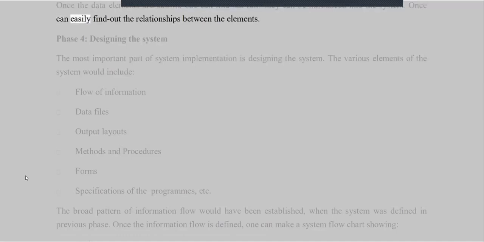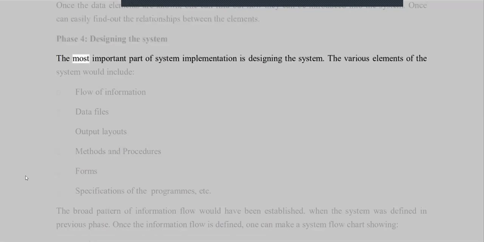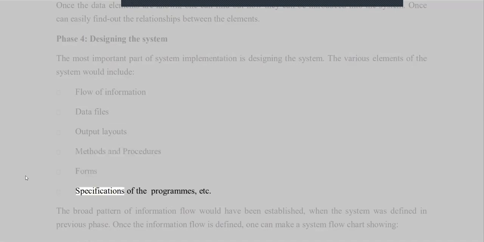One can easily find out the relationships between the elements. Phase 4, designing the system. The most important part of system implementation is designing the system. The various elements of the system would include flow, information, data files, output layouts, methods and procedures, forms, specifications of the programs, etc.